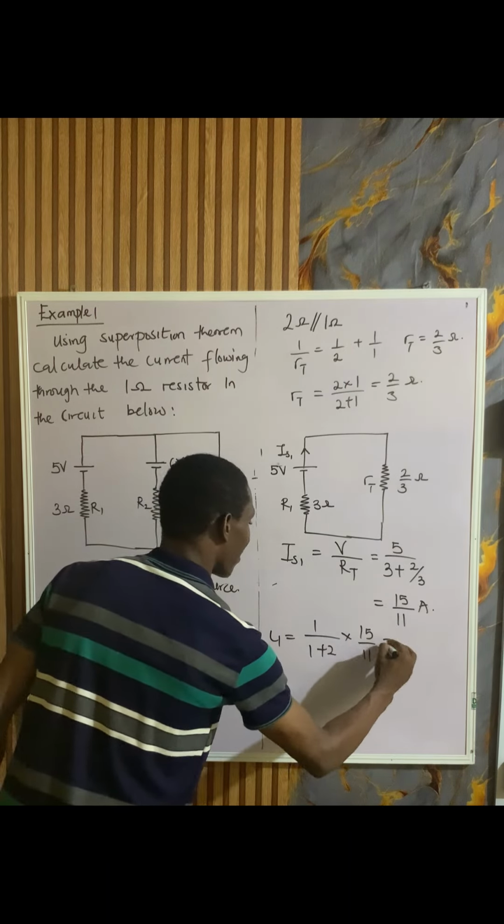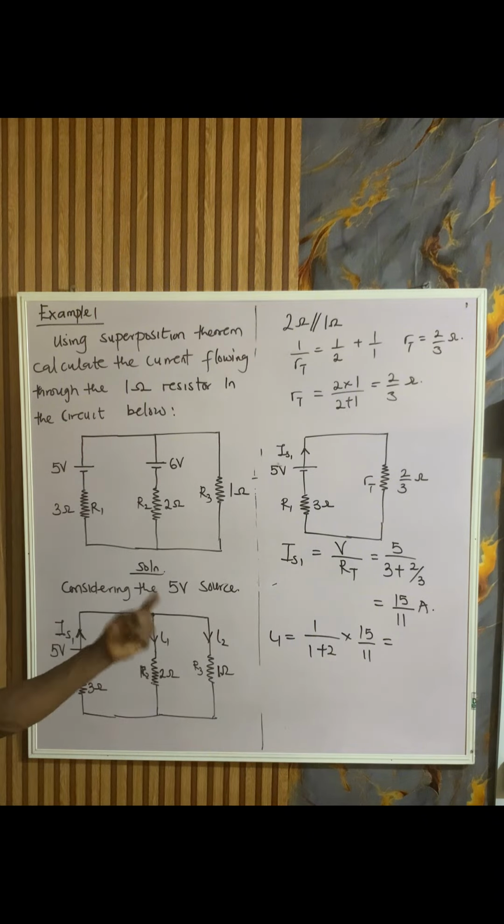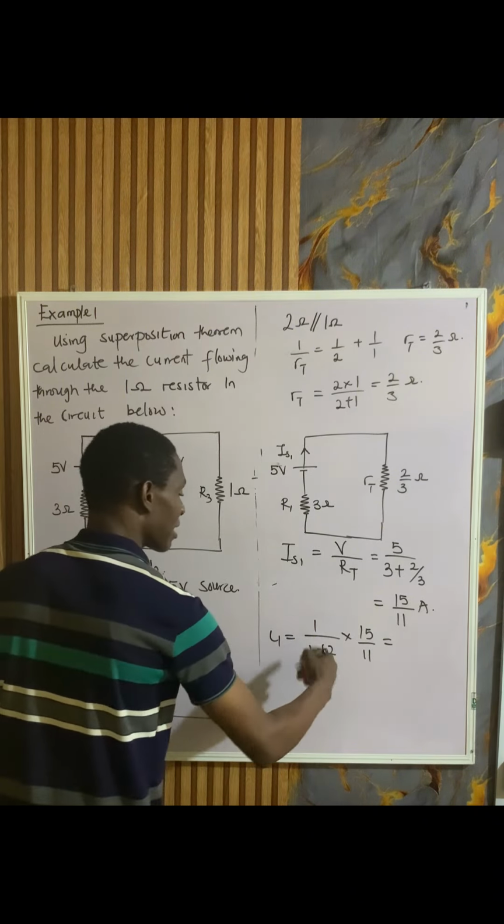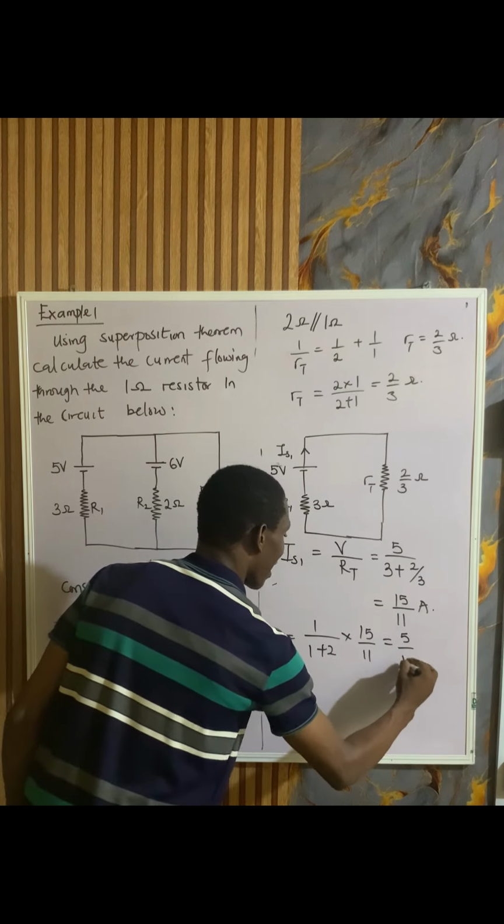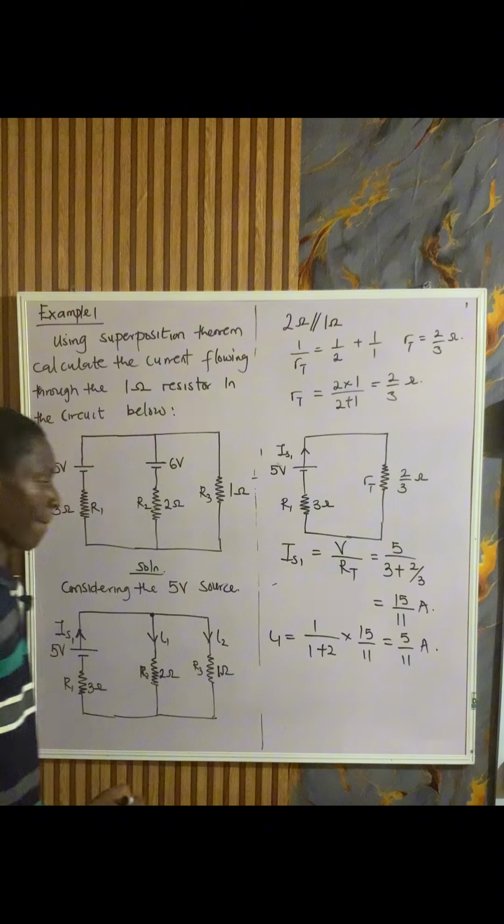So I'm applying the current divider rule. I needed this, that's why I did it firstly, before taking superposition. Now, this will simply give us 3 over 5, that's 5 over 11 ampere.